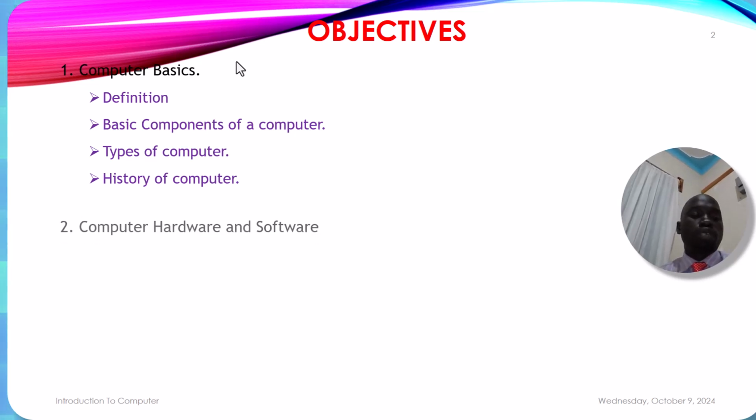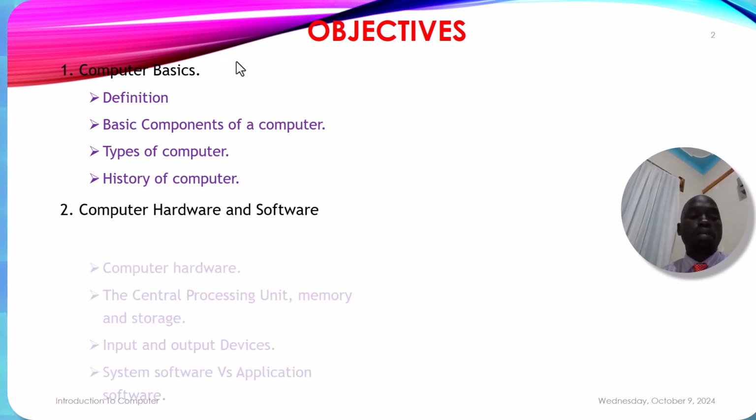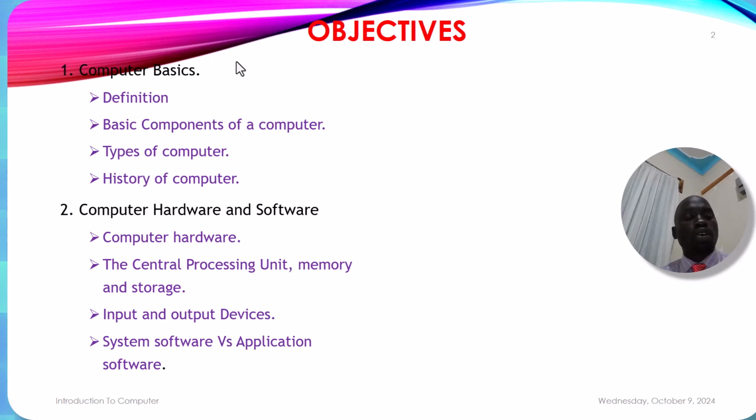Our second objective is going to be the computer hardware and the software, knowing them, knowing the computer hardware, the central processing unit, the memory, and the storage. We shall also look at input and output devices of a computer. We're also going to talk about system software and application software. We shall dwell much on the data, network and internet. That is objective number 3.